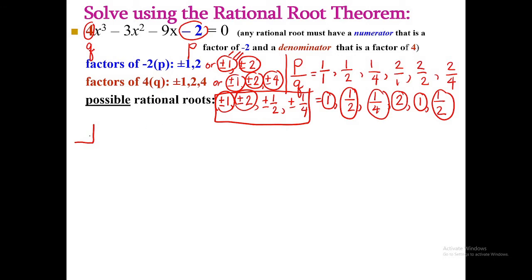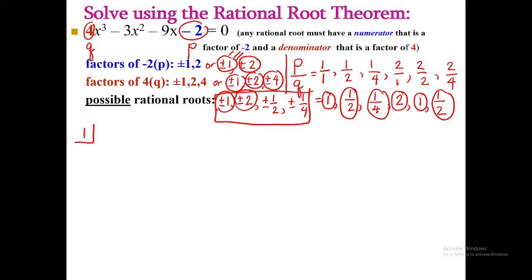I start synthetic division with positive 1. If I don't get a 0, the next one I try is negative 1. If I still don't get a 0, I try positive 2, then negative 2, until I get a 0. The purpose of listing is to have a guide on which roots to try to get a 0, because not all of them will give a 0. These are just possible roots. Okay, let's have synthetic division now.